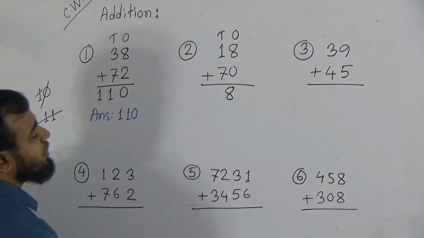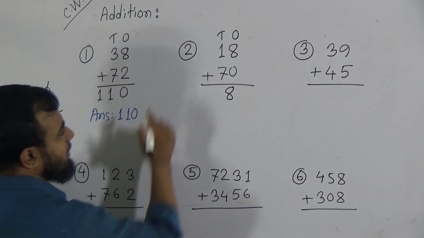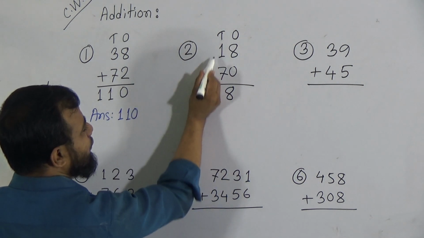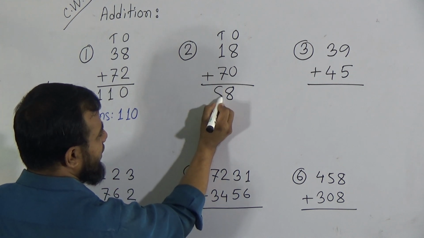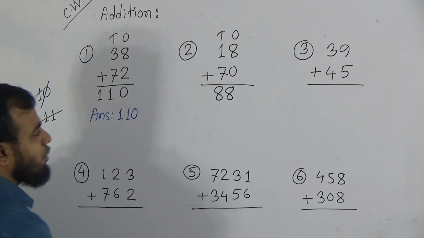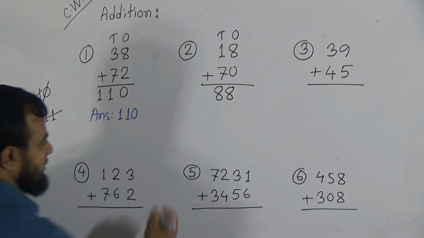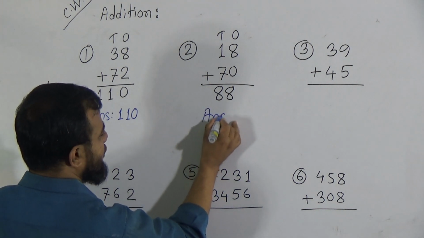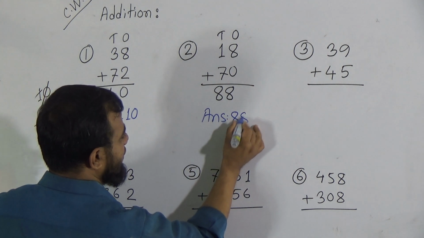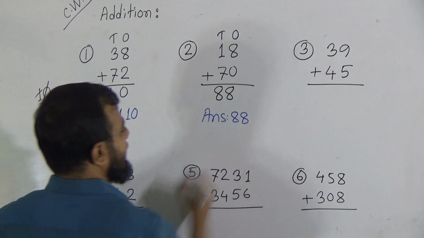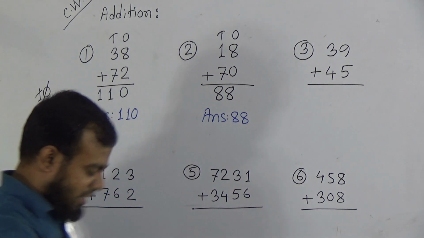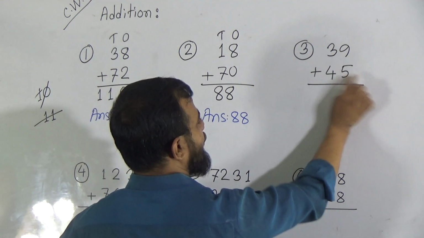And now we should add the tens place 1 and 7. If we add 7 with 1, it will be 8. 7 and 1 makes 8. It will be 8 again in the tens place. So our answer is 88. Our answer is, my dear students, 88. Now the next one is number 3. Number 3 is we need to add 39 with 45.